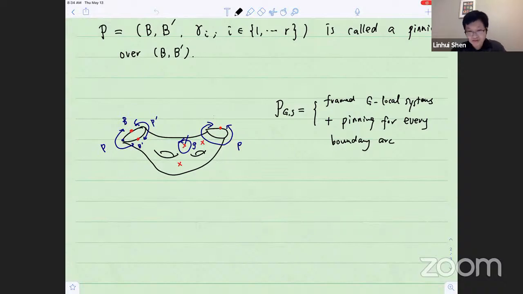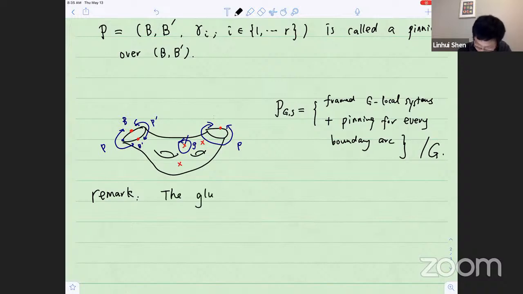It's all right. So this is the P space that I just defined, so this plus pinnings, modulo G. Okay, so maybe one quick remark about this: one advantage of introducing this pinning data is that we can define the gluing map.